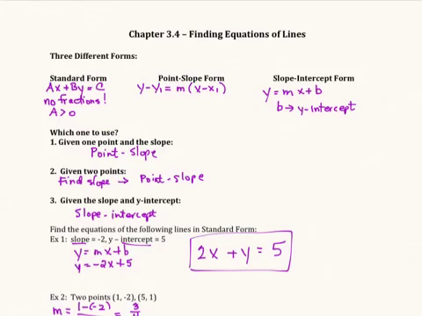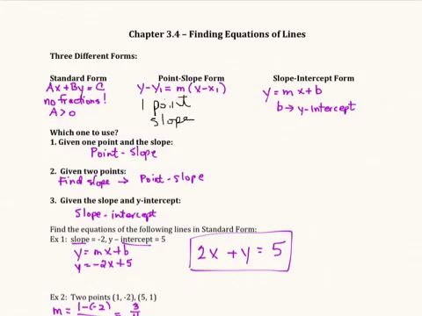The point-slope form in the middle is y minus y1 equals m, the slope, times x minus x1. And this is if we have one point only and the slope.